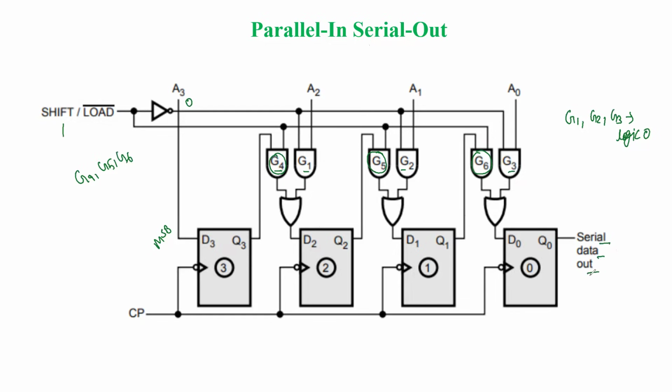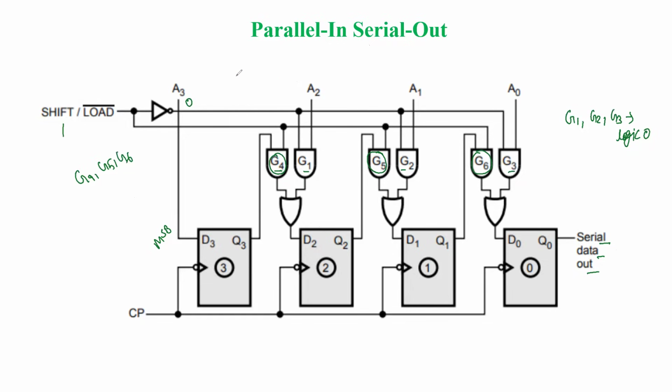From the last flip-flop, that is the rightmost flip-flop, we will get the data output. The first data output will come from here. Like this, consecutive inputs will be taken here for the different clock pulses, and finally we are going to get the output here. So that is the benefit of parallel in and serial out.